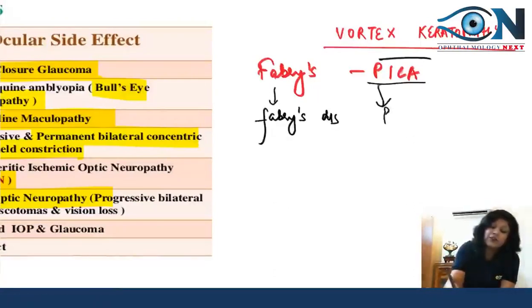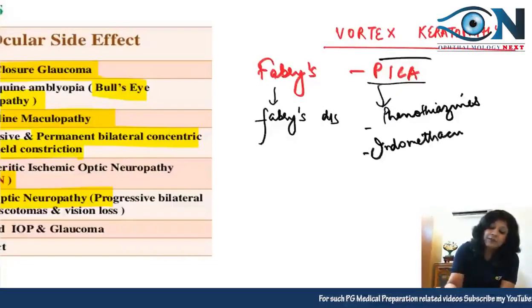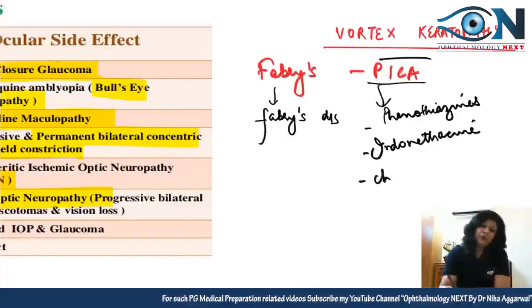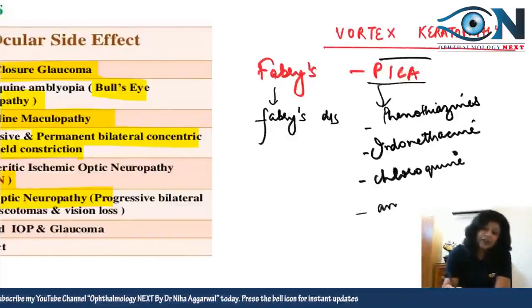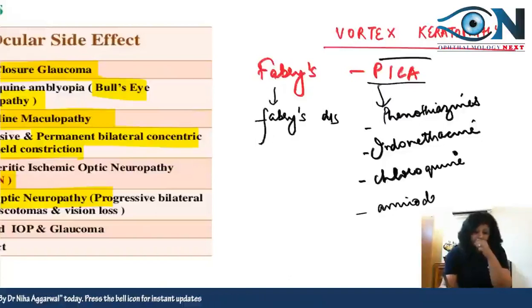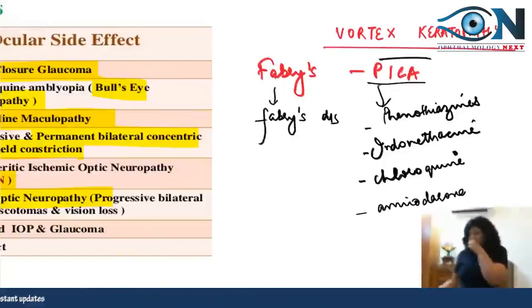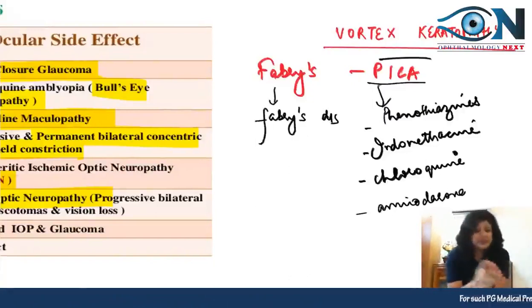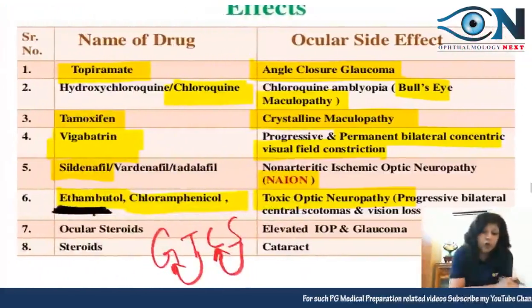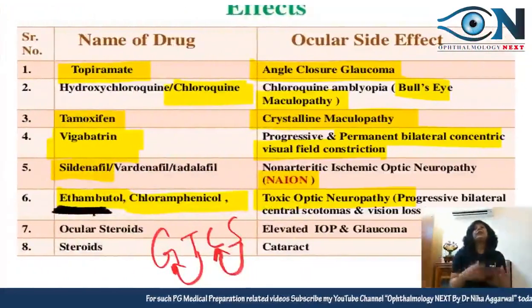Pica, this is your phenothiazines. Then we have indomethacin. Then we have chloroquine, and chloroquine you are getting everywhere. And then we have amiodarone. Vortex keratopathy, which is also called the cornea verticillata. So all these drugs are important, and we'll be accumulating more and more drugs.